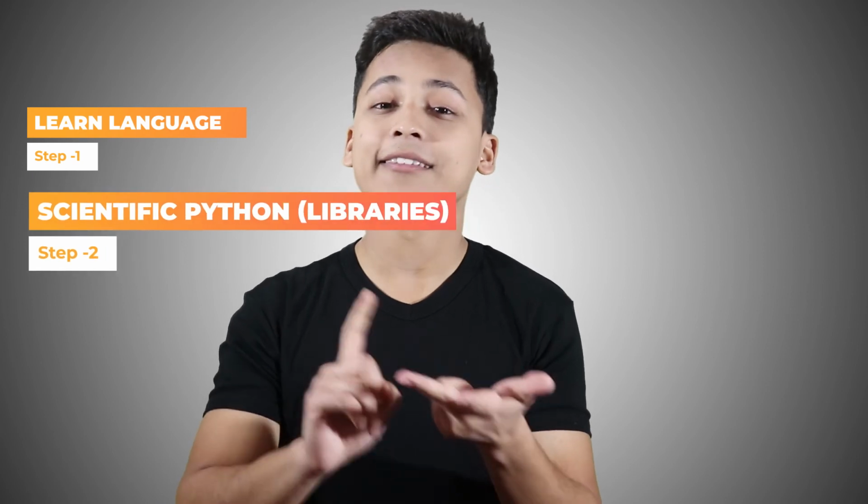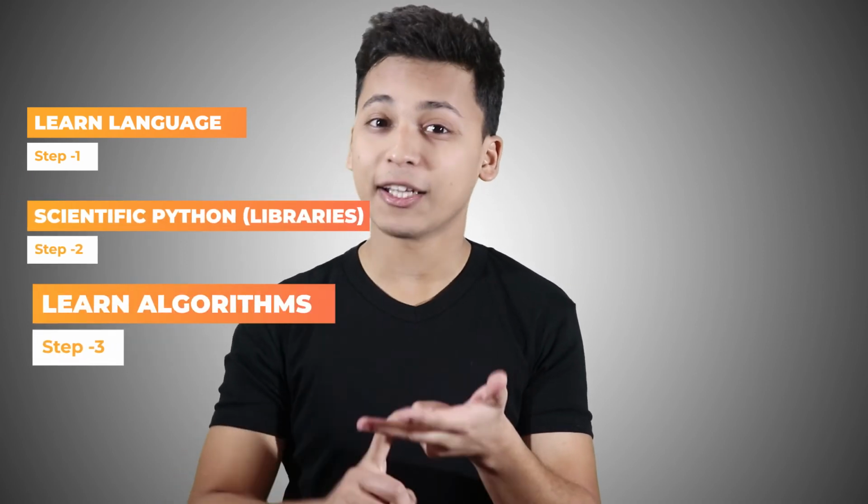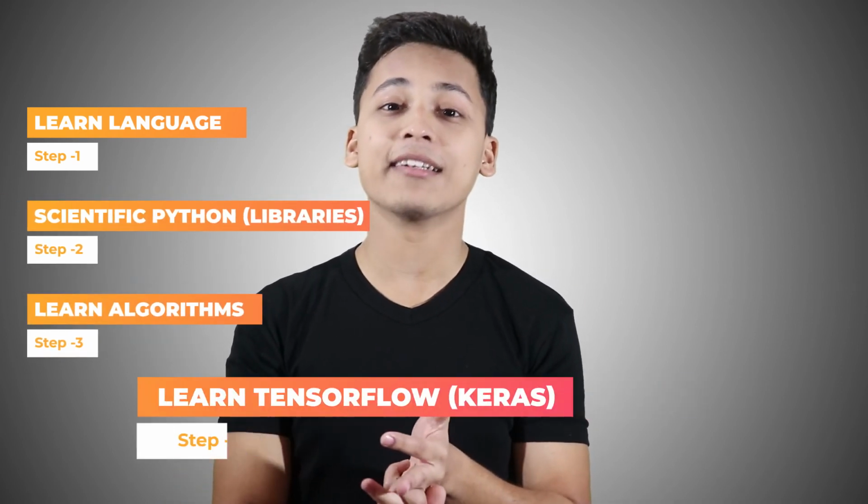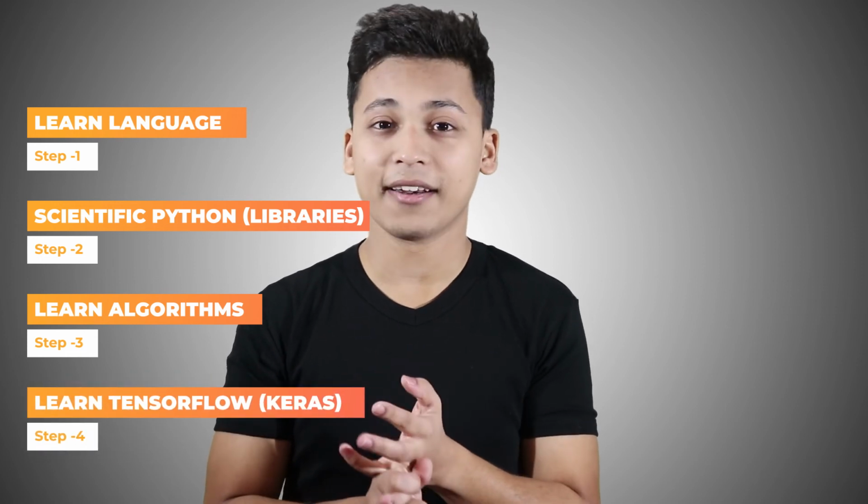So those are the 4 steps. Now let me just have a summary. The first thing that you need to learn is either Python or R. The second one you need to learn is the libraries of Python. The third one you need to learn is those algorithms. And the fourth one that you need to learn is TensorFlow or Keras.